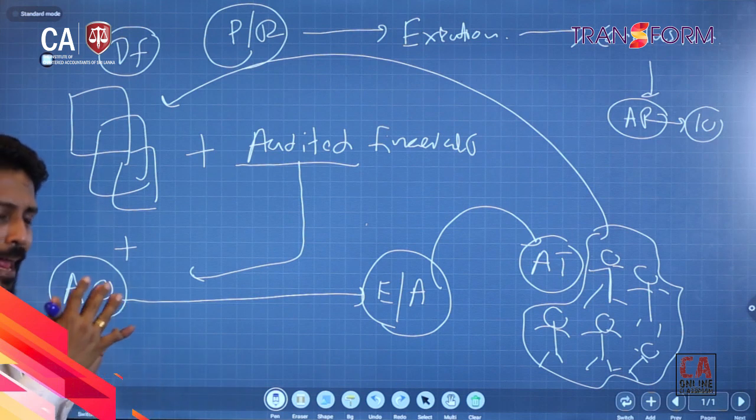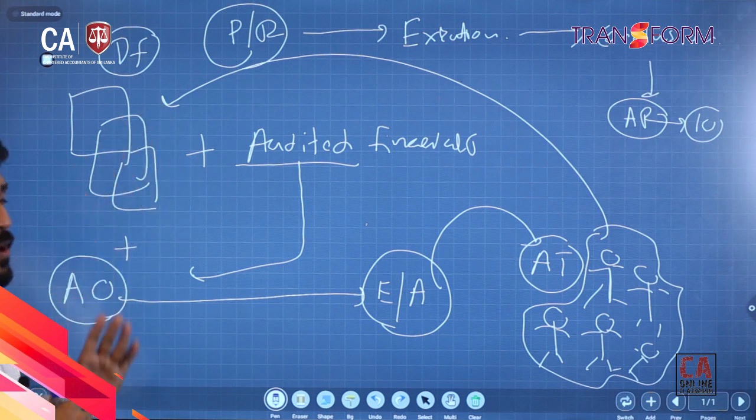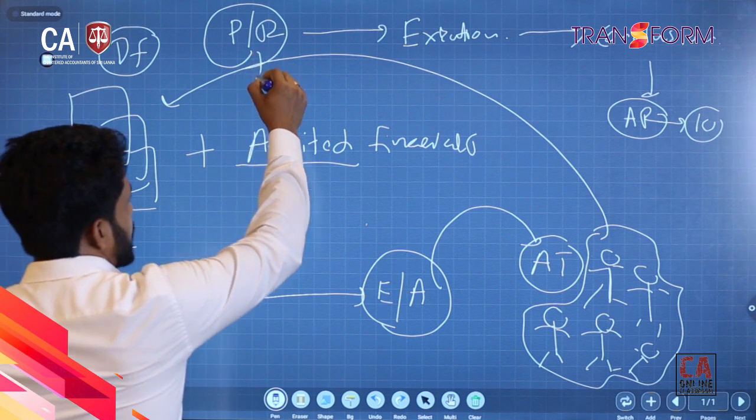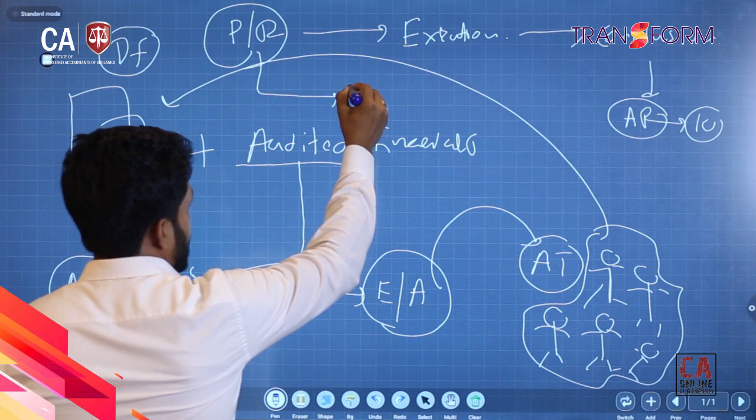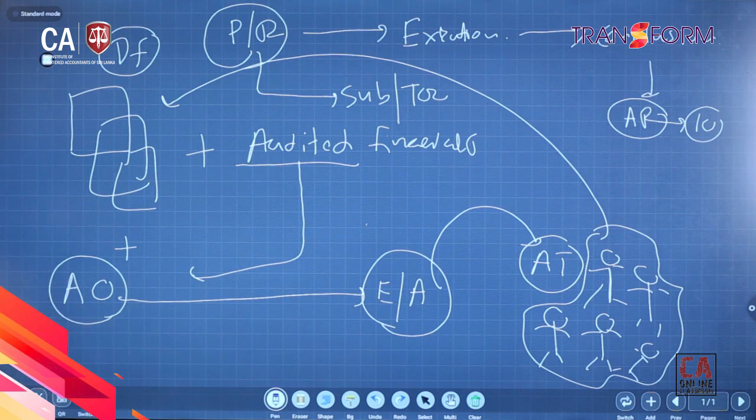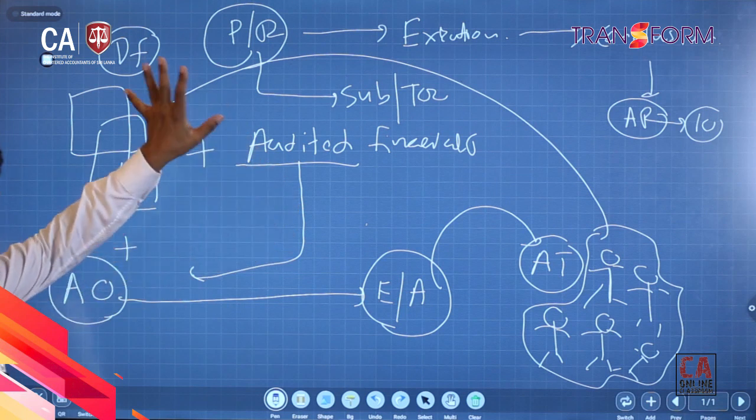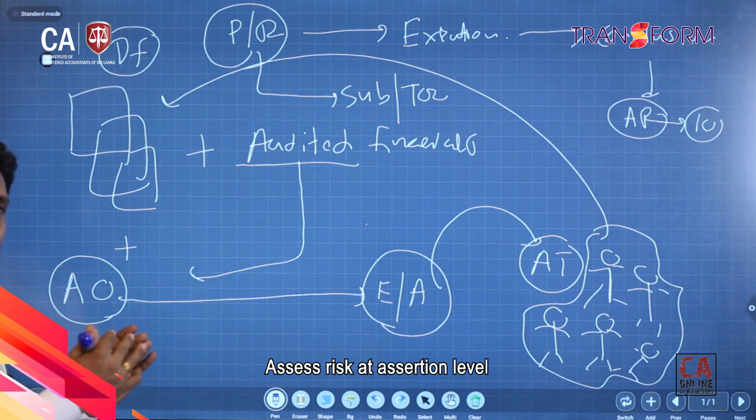We plan our audit procedures, and firstly we assess the risk. Accordingly we plan the audit procedures. What are the procedures we plan? Substantive procedures and TOC. We plan substantive procedures and TOC according to the assessed risk at the assertion level. Whatever the significant account, significant disclosure, we assess the risk at the assertion level.